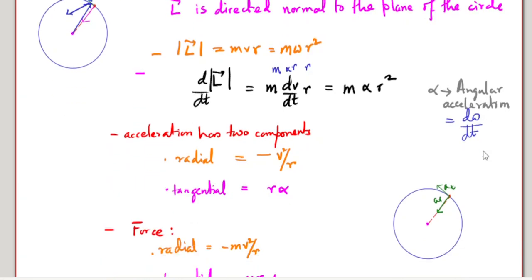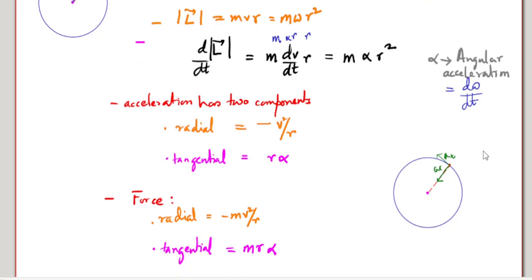Now, the force, of course, will also have two components. The radial component will have a magnitude of m times v square by r. This is the so-called centripetal force that we talk about all the time. And the tangential component of the force will be given by m alpha times r. Mass times the tangential component of the acceleration. So here also the force will be directed at an angle. We'll have two components, Fr and Ft.